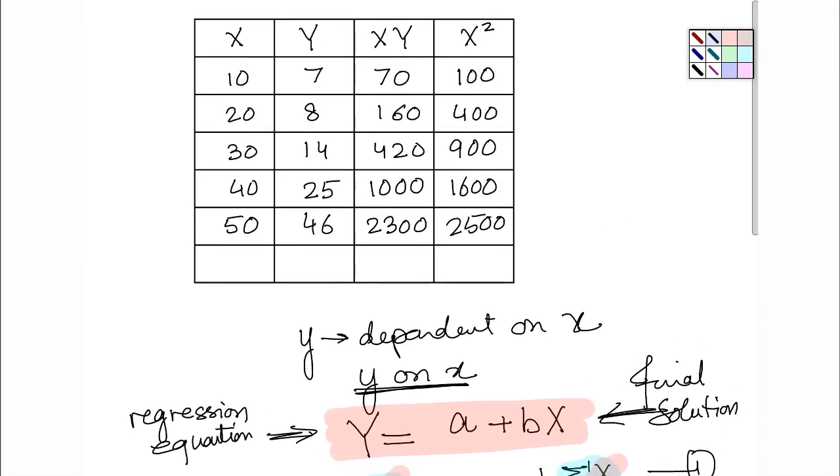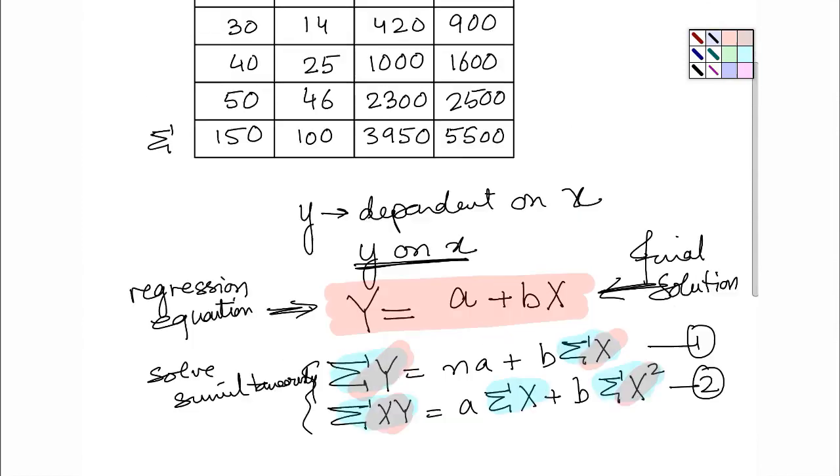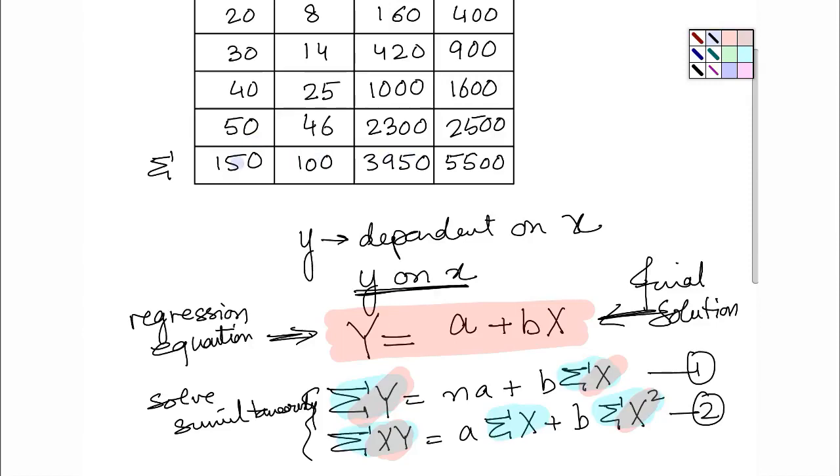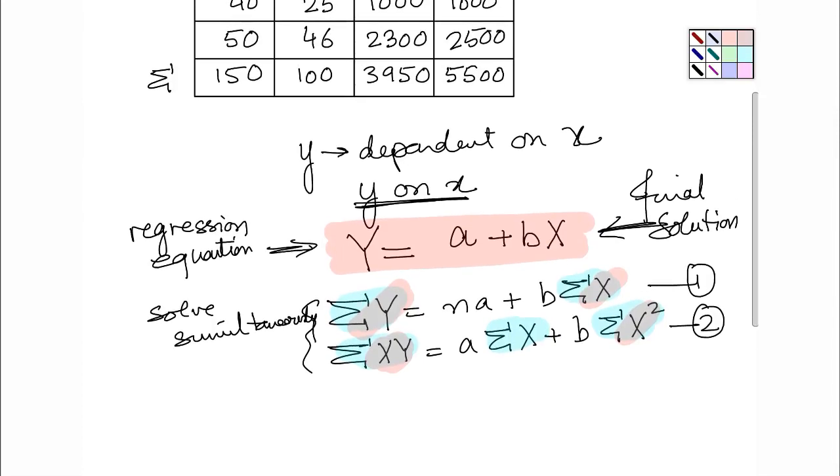Now let us also find out the summations of all these values. Their summations would be 150. If we add these, we'll get 100. Here we'll get 3950. X square would give me 5500. So these are the values. Now let us go ahead and put these sigma values 150, 100, 3950 and 5500 in their respective places in these equations.